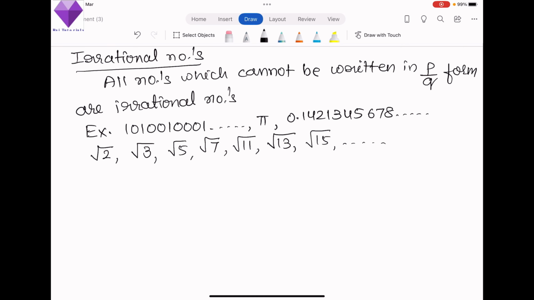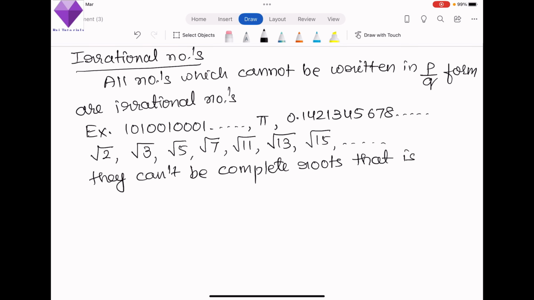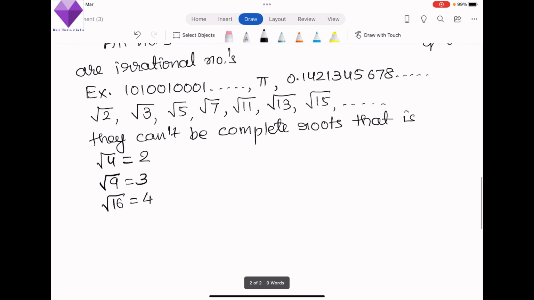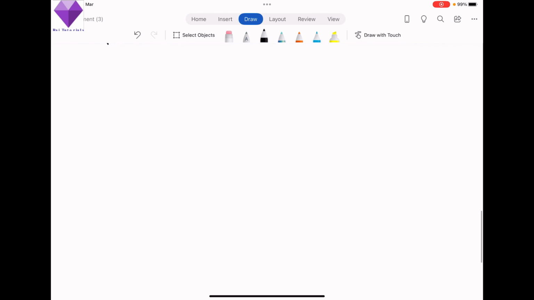But here in roots we can say that they can't be complete roots. That is, their root should not be possible, like root 4 equal to 2, root 9 equal to 3, root 16 equal to 4, so on. Such numbers don't come in irrational numbers.